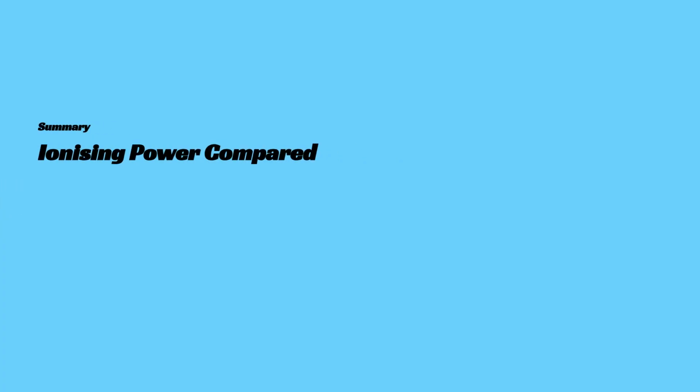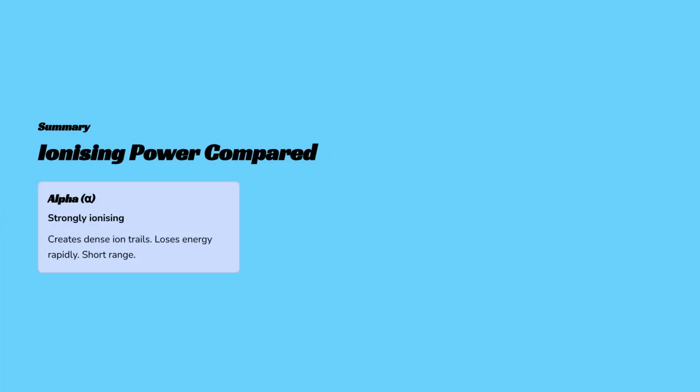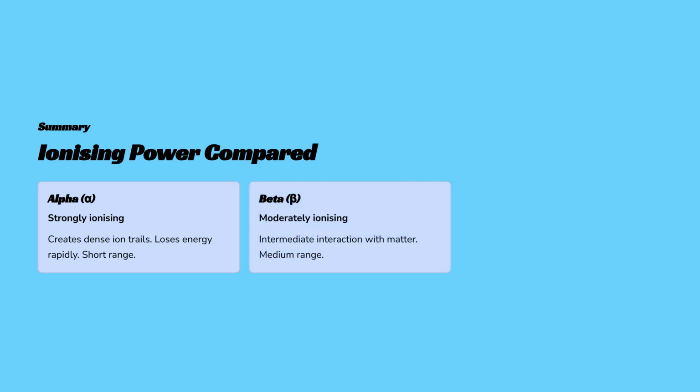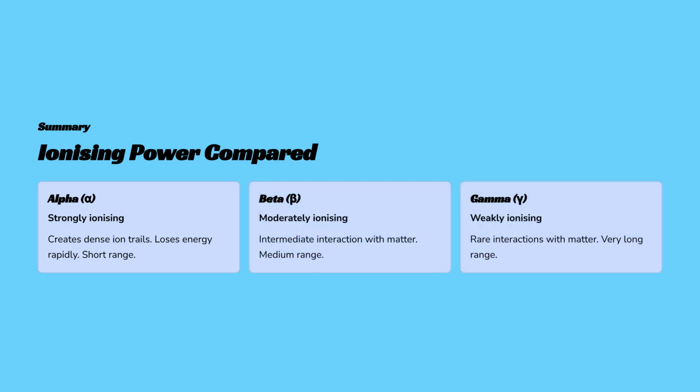This summary table compares the ionizing power of the three types. Alpha is the most strongly ionizing due to its charge and size, beta is moderately ionizing, and gamma is the least ionizing, as it interacts rarely with matter.